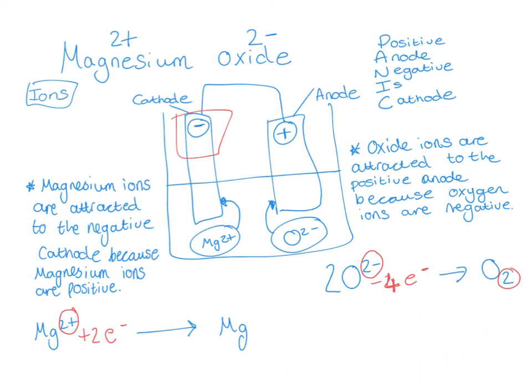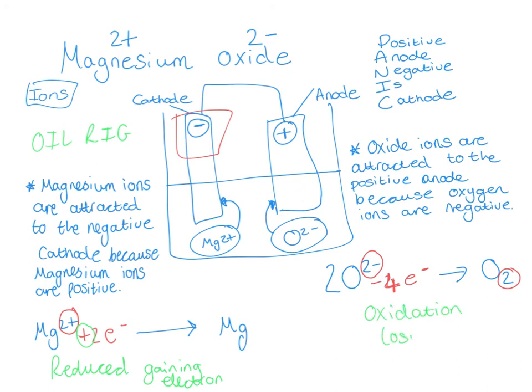Okay, another thing they might expect you to add in is using oxidation is loss, reduction is gain. Okay, so oxidation is loss, reduction is gain. So this is being reduced because it's gaining electrons. And then this one is being oxidized because it's losing electrons. So that's another thing they might expect you to add in. So that's how you push it all the way up to 6 marks if you needed to.